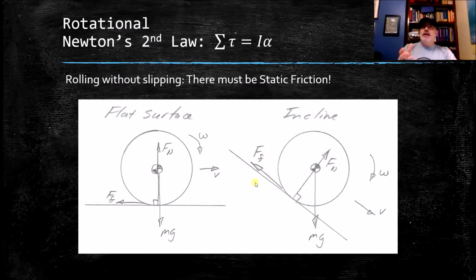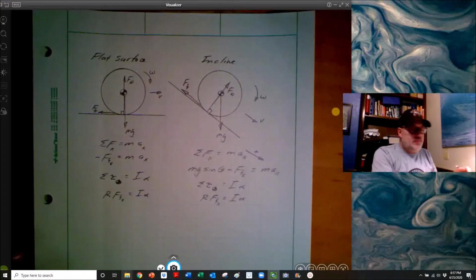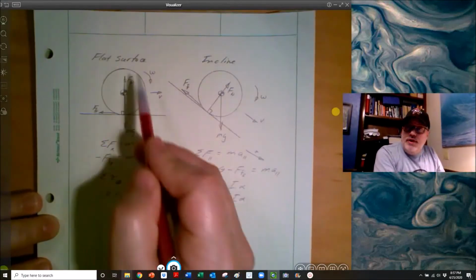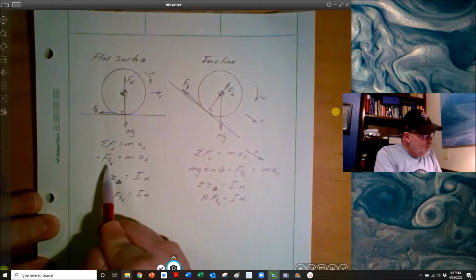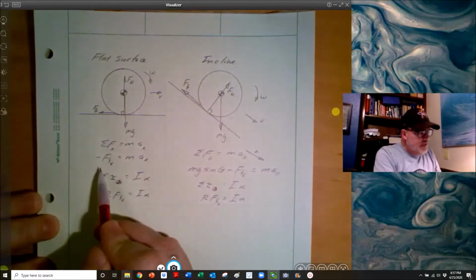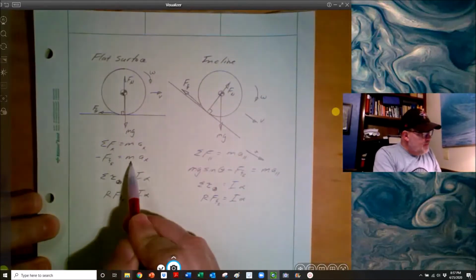The last thing is, if it's rolling without slipping, that friction is static friction because there's no sliding. For our rotating object on a flat surface, in the x direction, we have a friction force to the left, which I've called negative, and that should equal ma.